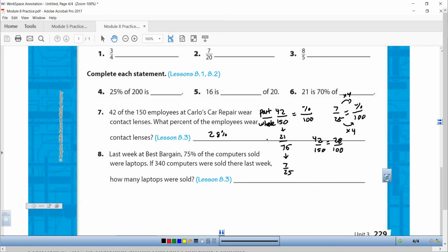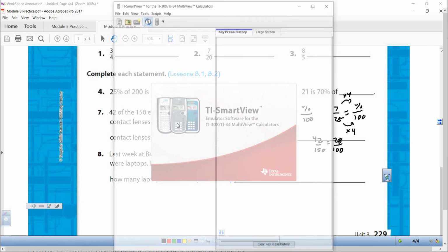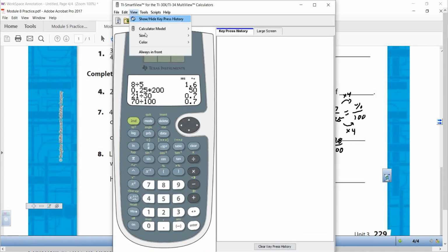And again, if we were to check it, did I do it again? I keep closing the calculator instead of minimizing the calculator. Come on, Mr. Reeves. Be careful.